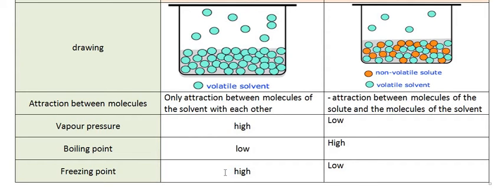Also the freezing point of the pure solvent is high, while after dissolving a solute in the same solvent the freezing point decreases. Why? Because the attraction between molecules of the solute and the solvent hinders the attraction between molecules of the solvent, which hinders the solidification process. So you need more cooling, so the freezing point decreases.